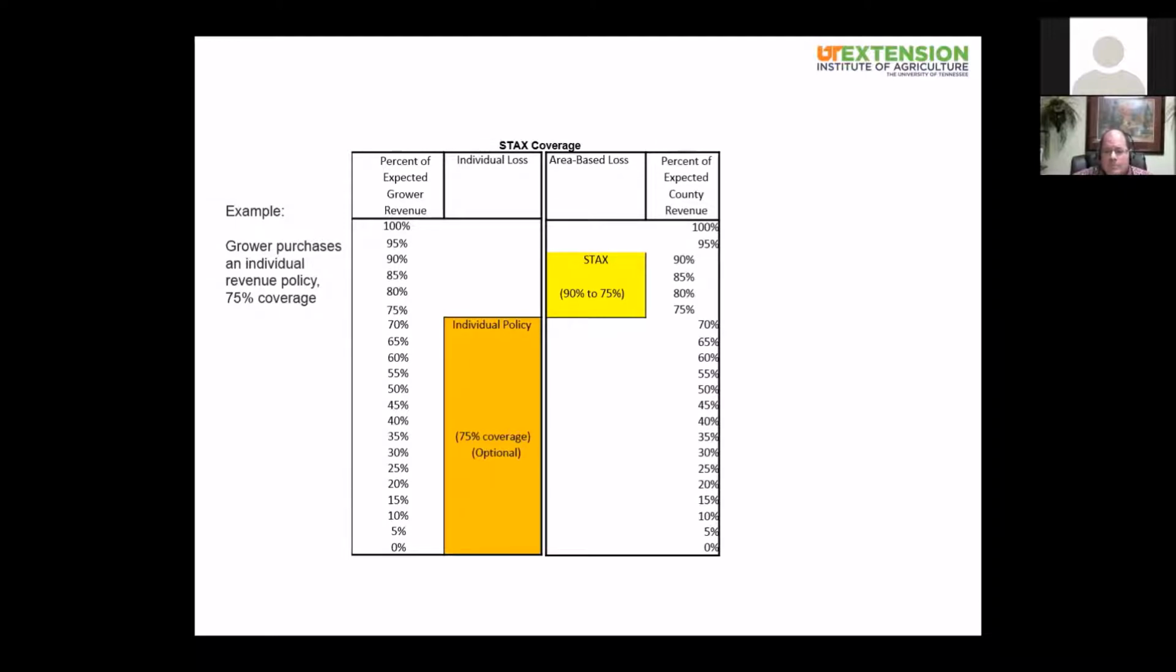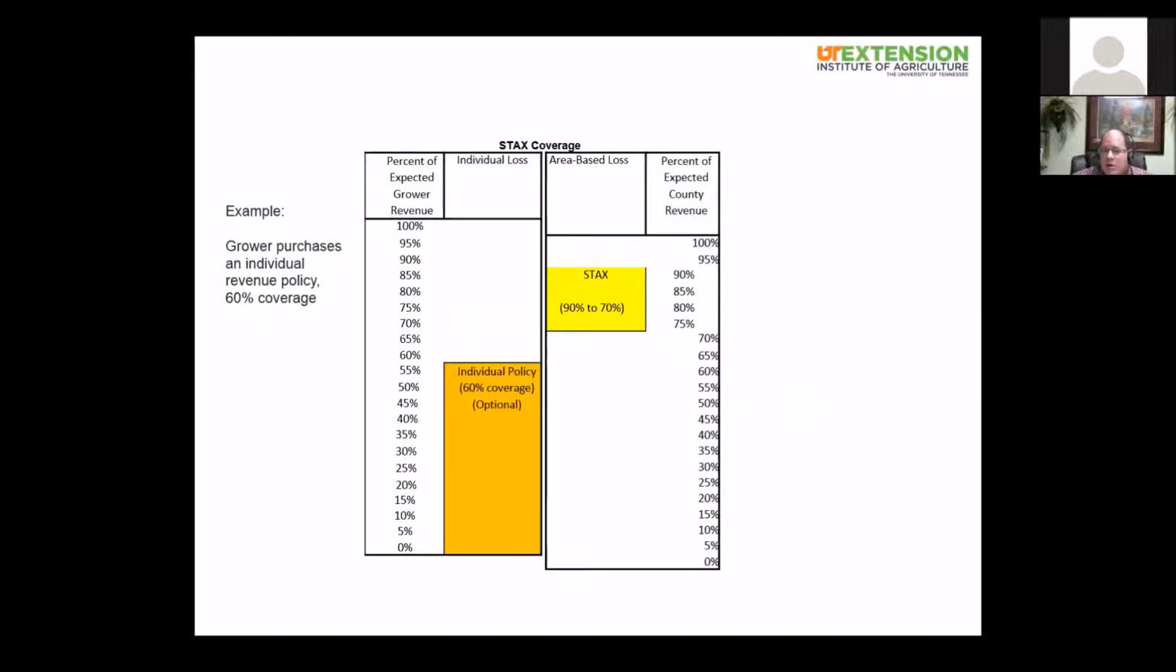In this case, now if the producer had 60% buy-up coverage, the STAX would start at 70%. So it'd go from 70 to 90%. So there'd be a little opening in there, a little hole in there, but it would go from 70 to 90%.